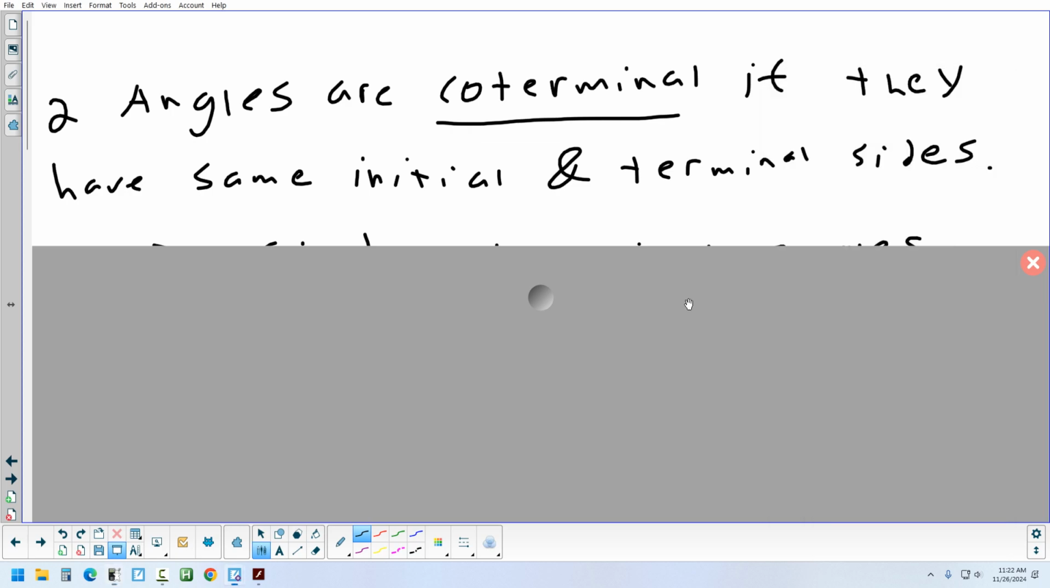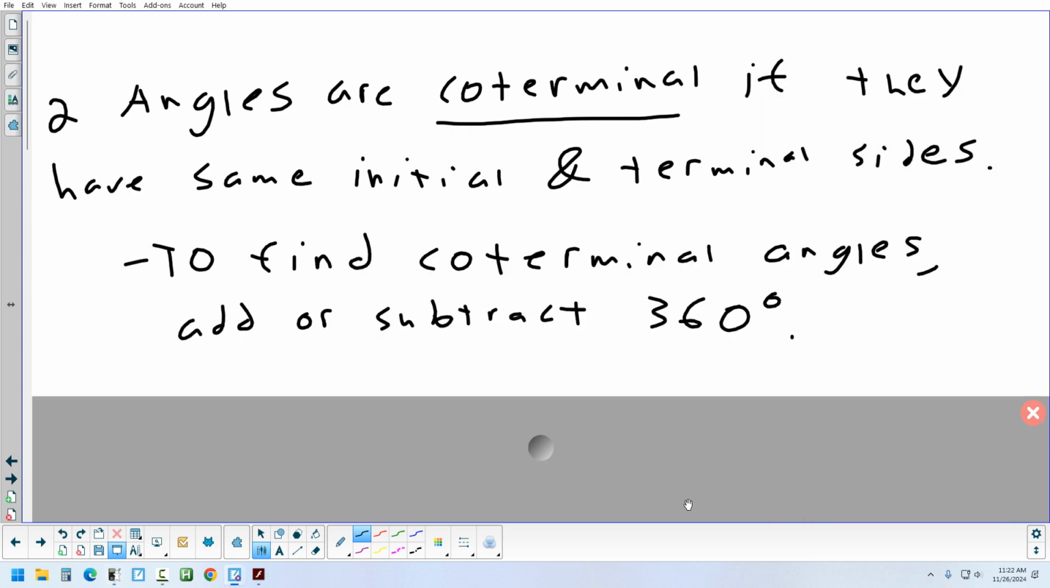So generally, we try to avoid angles that are too big. We don't want to work with an angle in the thousands. We can subtract 360 to make it smaller and then work with that. We also don't want to work with angles that are negative. So if I had an angle that was negative, I would add 360. I always try to work with an angle between 0 and 360.